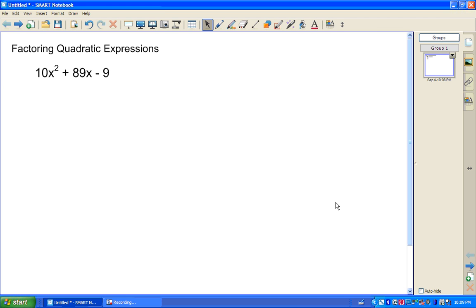Let's take a look at another factoring problem here where my a is not equal to 1. In this case it's 10. And I want to try to factor this expression by being smart about it. So I'm going to draw my parentheses here. I know I've got a minus 9 there, so when it's minus, my signs have to be mixed. I'm just going to guess and put the plus there and the minus there.